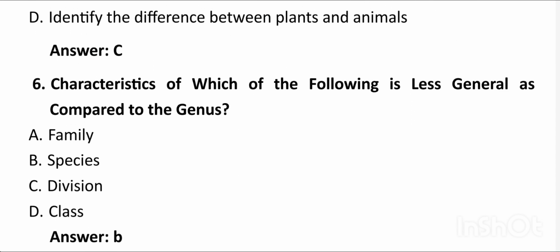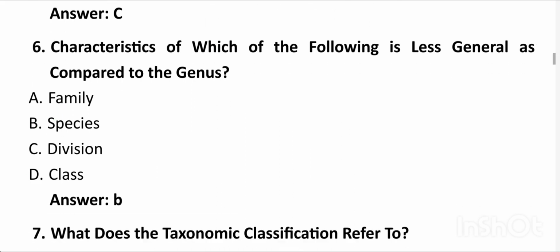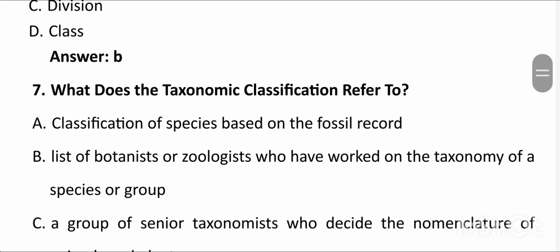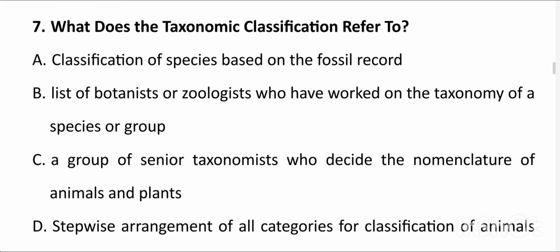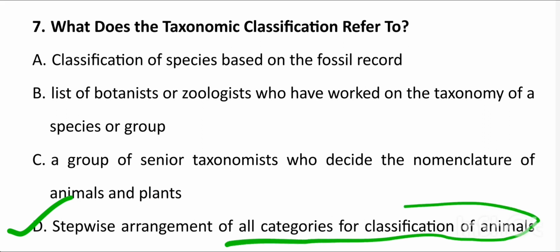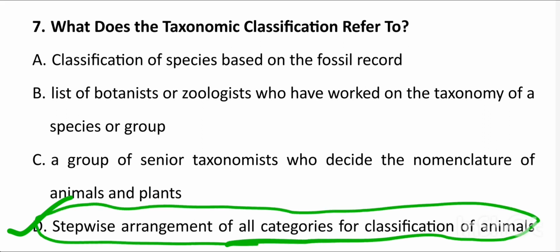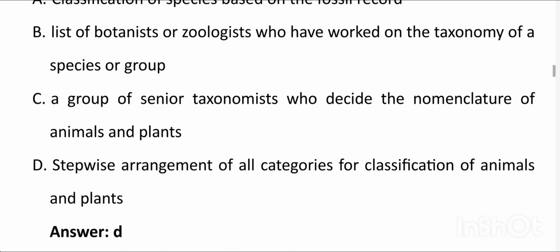Then the question: characteristic of which of the following is less general as compared to genus? So the answer here is option B, species. Then question number 7. What does the taxonomic classification refer to? So basically the classification means the stepwise arrangement of all categories for classification of animals as well as plants.